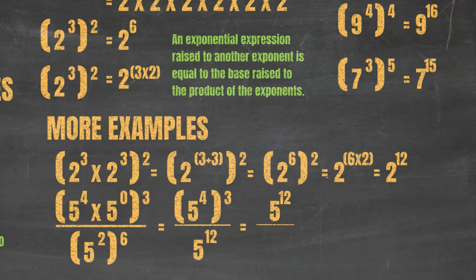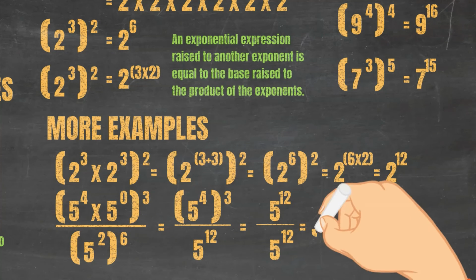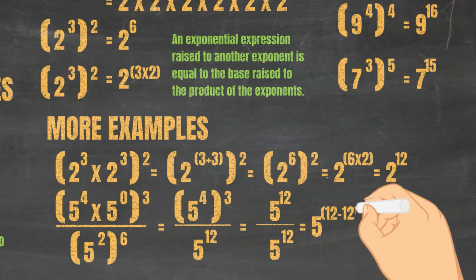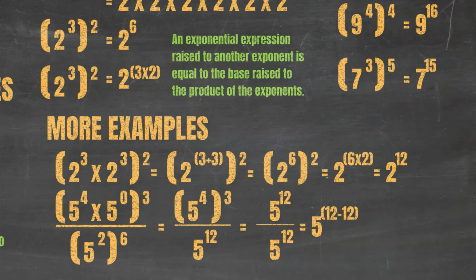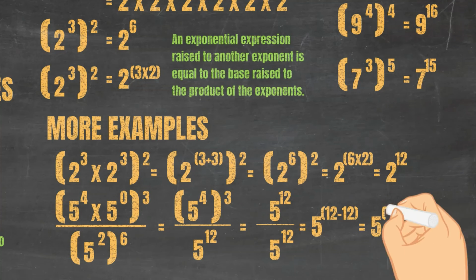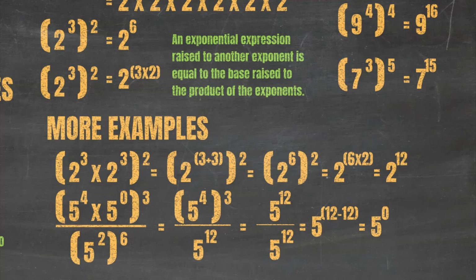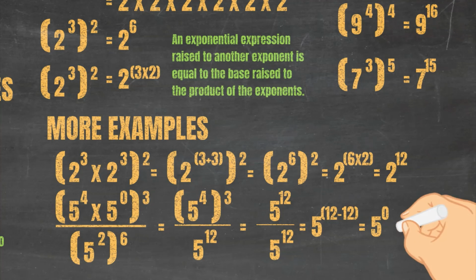Now, the operation is 5 to the 12th power divided by 5 to the 12th power. This is equal to 5 to the power of 12 minus 12, and 12 minus 12 is 0. The expression is now 5 to the 0 power. 5 to the 0 power, following the laws of exponents again, is equal to 1. The quantity of 5 to the power of 4 times 5 to the 0 power cubed divided by the quantity of 5 squared to the 6th power is therefore equal to 1.